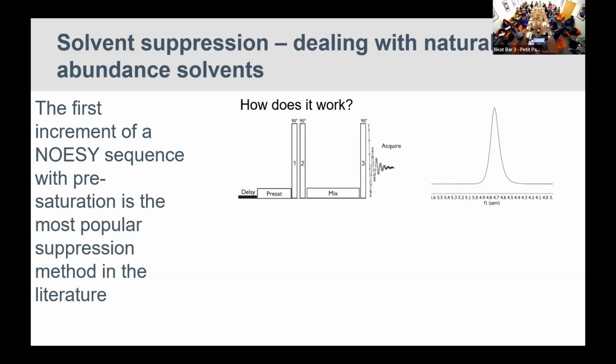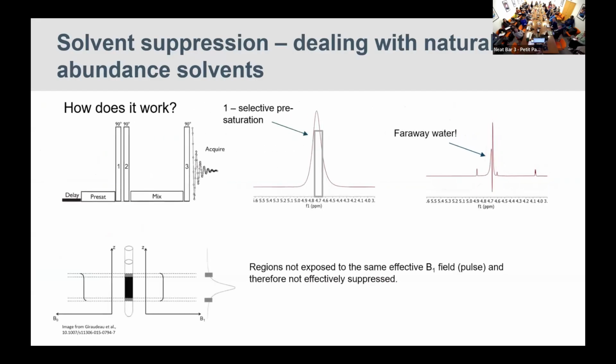And the way it works, if we look at a water signal here, this is a real sample, a real natural abundance water sample. We will produce selective pre-saturation of the water signal here to try to reduce that signal as much as possible.